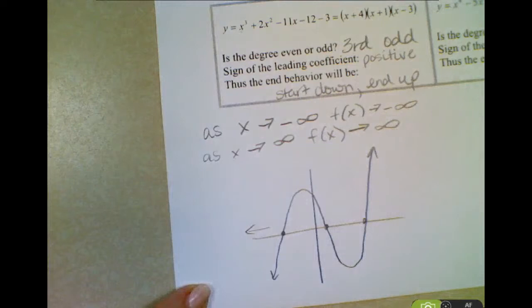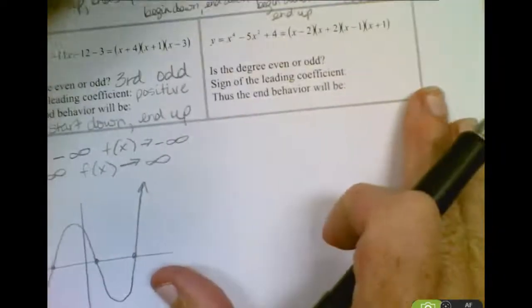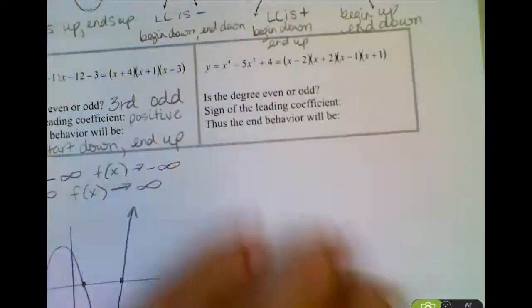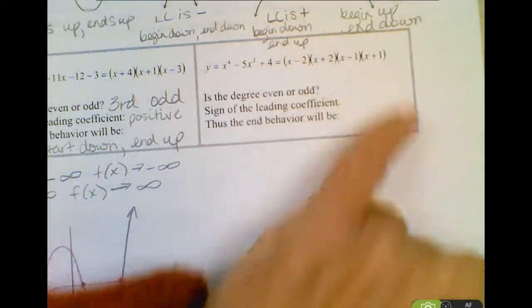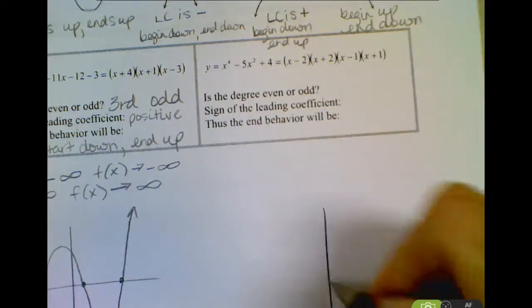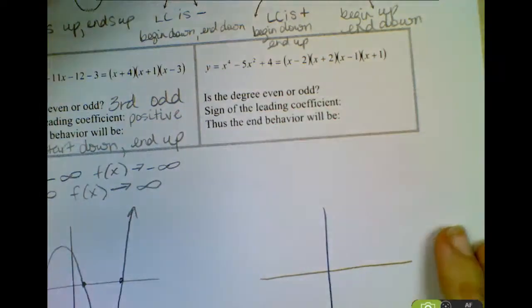All right, let's do the same thing for the next one. This is our polynomial. They've actually factored it all. These are all of our factors for that equation. So let's go ahead and graph those.